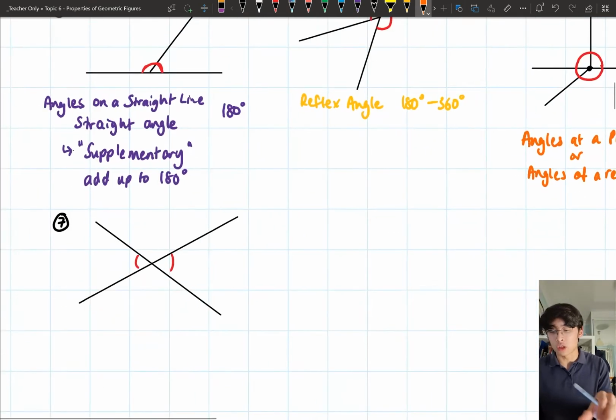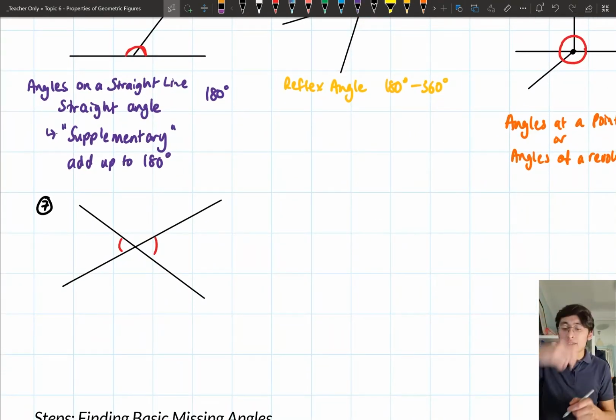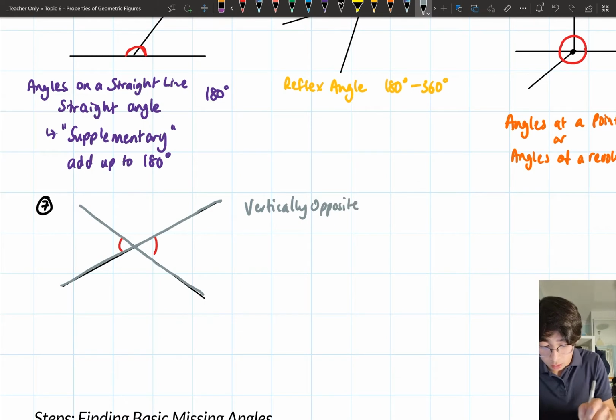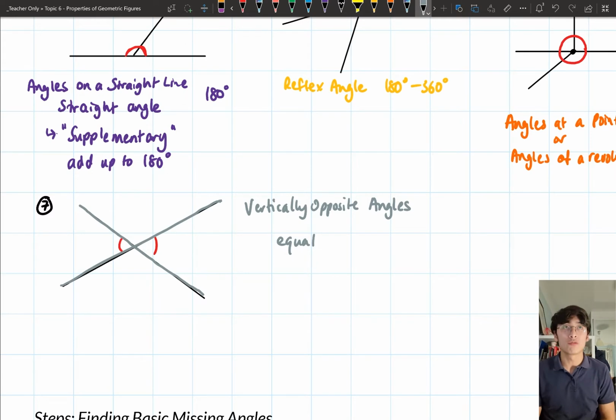Now there's another one that I've included here, which isn't quite the same. If you've got this X shape here, like this, and you've got two angles opposite each other, these two angles have a special relationship as well. These are called vertically opposite angles. And the thing about vertically opposite angles is that they are equal to each other. So the two angles that I've highlighted in red, those two are equal to one another.